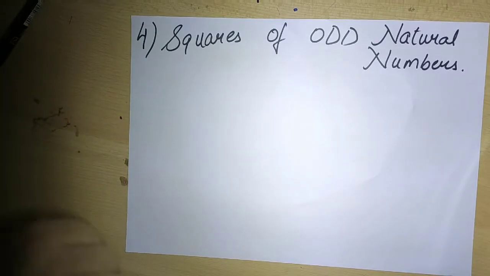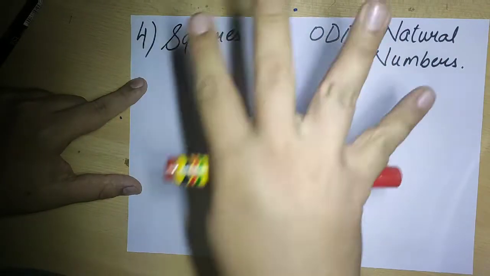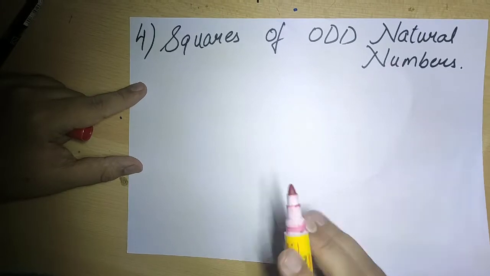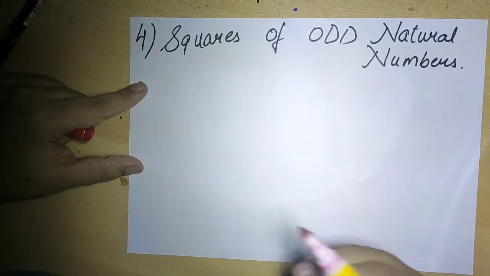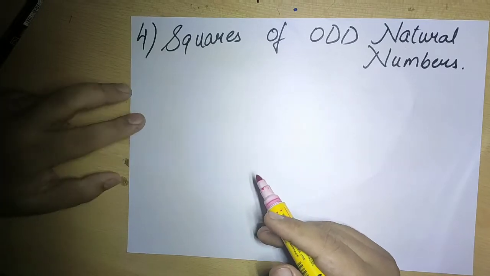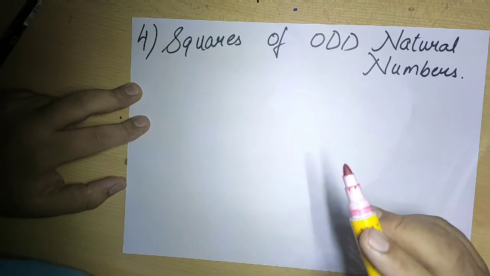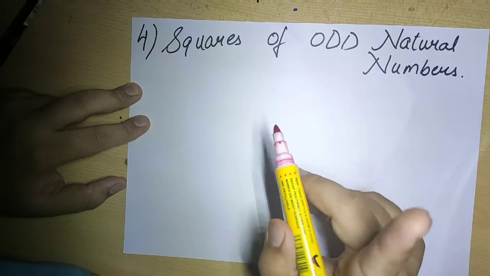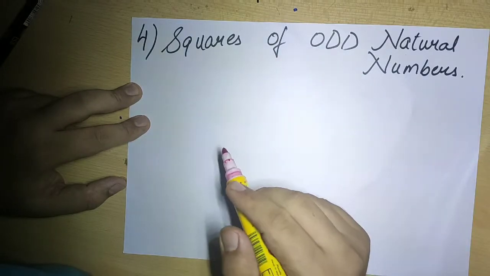Now we will see the squares of odd natural numbers pattern. This is your fourth pattern, and here we know what odd numbers are: 3, 5, 7, 9 and so on. There is a uniform pattern in which we can easily say that the square of odd natural numbers can be expressed as the sum of two consecutive natural numbers.